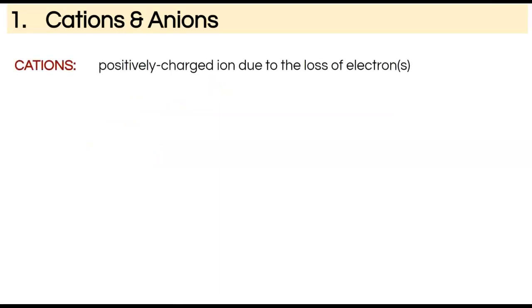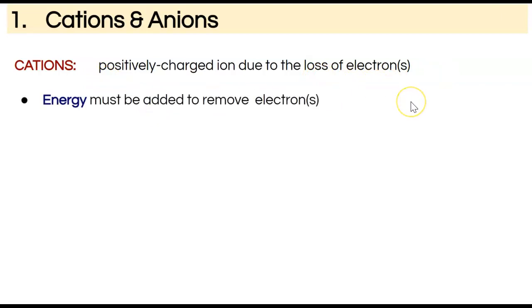So cations, I think about a cat, like the animal cat and its paw. Cations are positively charged due to the loss of electrons. So we have to add energy for that to happen. Let's take a look.